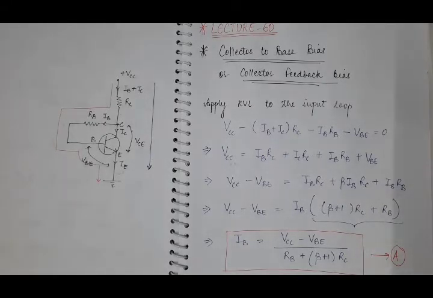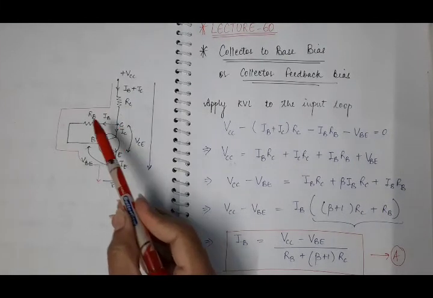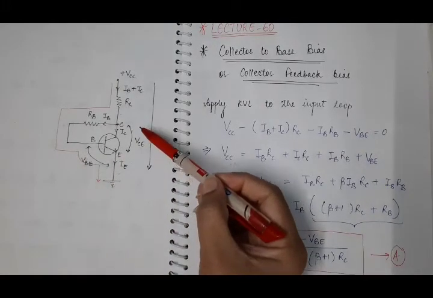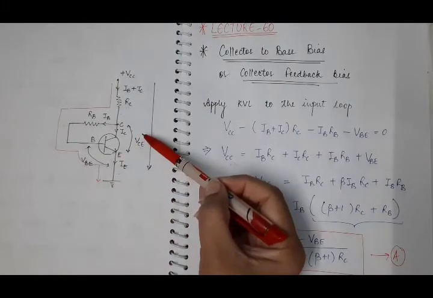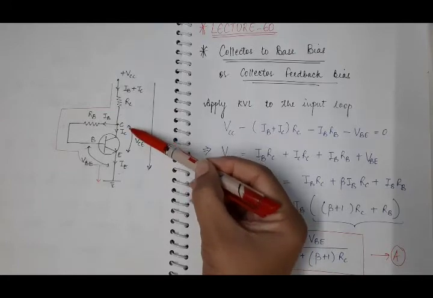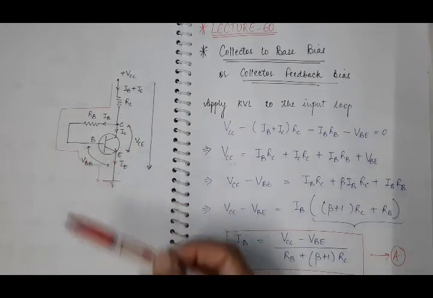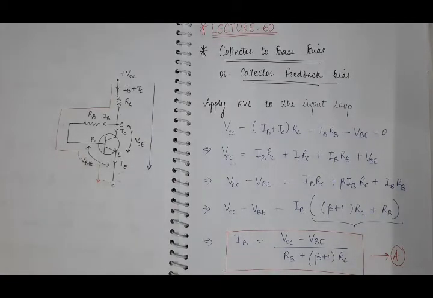So this is the second advantage. Because of the connection of this collector via this RB to this base terminal, as we know that the output signal in case of common emitter amplifier is out of phase with the input, it will act as a negative feedback and it will decrease the voltage gain of this amplifier. So these are the two advantages.